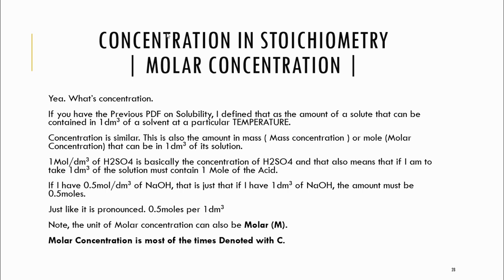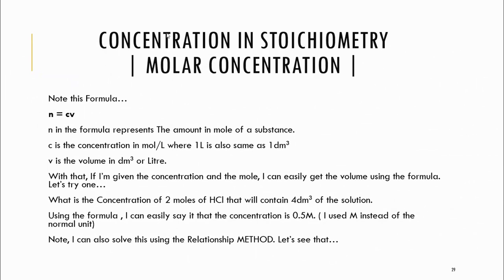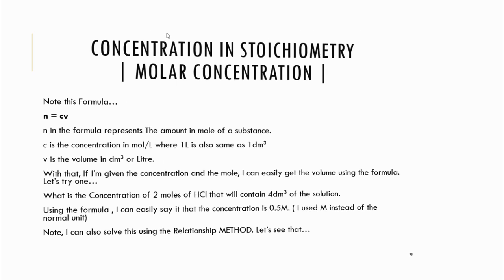That's that for that. So if I have 0.5 mole per dm cube of NaOH, that means 0.5 moles of NaOH is in 1 dm cube. That's the meaning. So for molar concentration, we have a formula for it: n equals CV. The amount in mole is equal to concentration times volume. A very simple case: what is the concentration of 2 moles of HCl that will be contained in 4 dm cube of a solution? So 2 = CV, that will be 2 divided by 4, which is 0.5 molar or mole per dm cube.